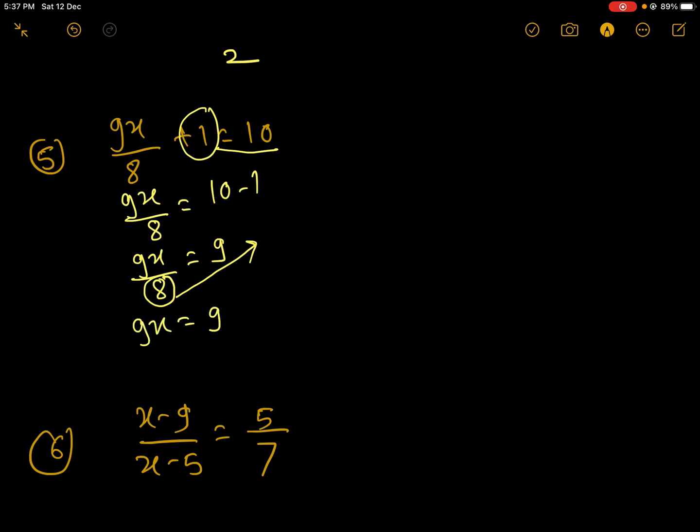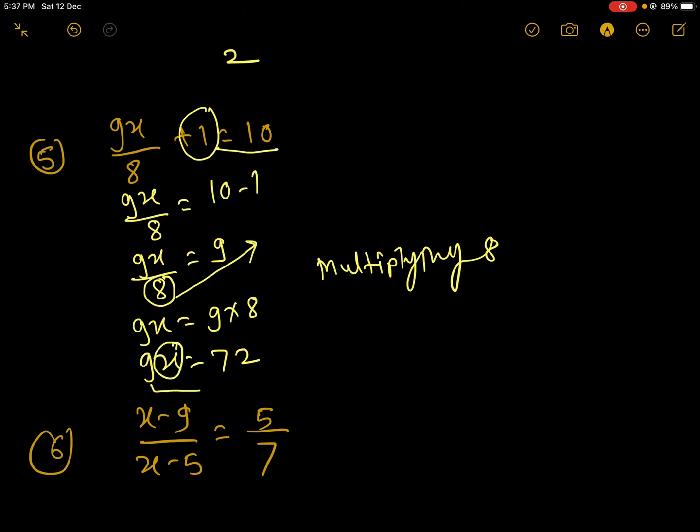Then 9x equal to 9 into 8, multiplying by 8. 9x equal to 9 into 8 is 72. To find out the value of x, we have to shift the 9 to the denominator. Therefore, x equal to 72 upon 9. 72 upon 9, that means x equal to 8.